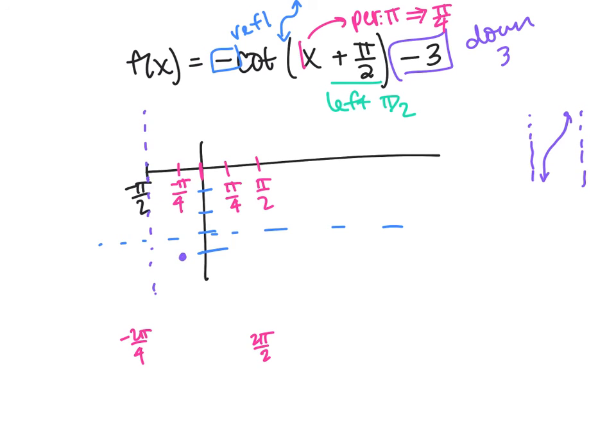So at negative pi over 4, we're 1 below the midline. At 0, we're on the midline. At pi over 4, we're 1 above the midline. And then we have another asymptote. Connect our lines, make it as smooth as possible, and we're good to go.